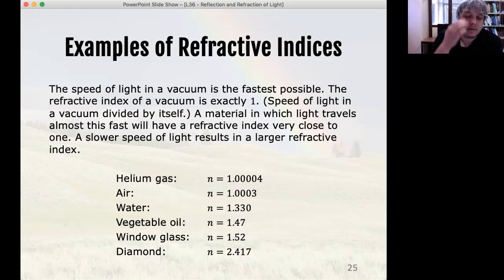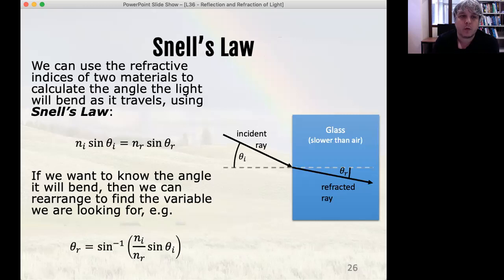So the slower speed of light results in a larger refractive index. Those bigger n values mean that the light is traveling slower. It's traveling slower, it's got a bigger n because it's going to bend more. This n is an indicator of how much that light is going to bend as it enters the material. So light traveling from a vacuum into air is barely going to bend at all. 1.00003, or I think I've said one too many zeros, but it's barely going to bend at all. But light traveling from a vacuum into vegetable oil is going to bend a significant amount because we've got a refractive index of 1.5. And going into diamond, it's going to bend even more than that because we've got a refractive index of 2.4.